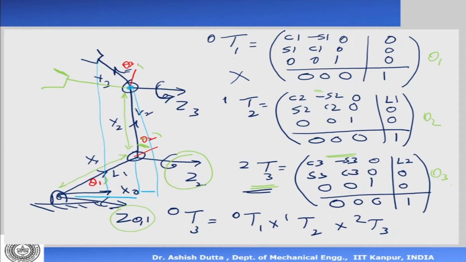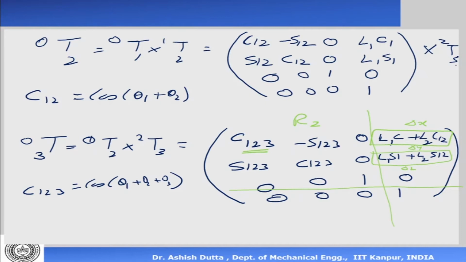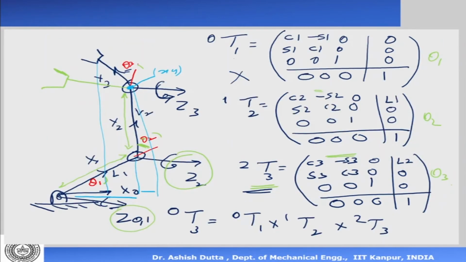So where has this moved? If I say that is my xy, then in the x direction it has moved by L1 cos theta 1 and then L2 cos theta 1 plus theta 2, which we are getting here. In the y direction it has moved by how much? In the y direction it has moved by this much, that is L1 sine theta 1 plus this much, which is L2 sine theta 1 plus theta 2. So that is what we are getting in the y direction.